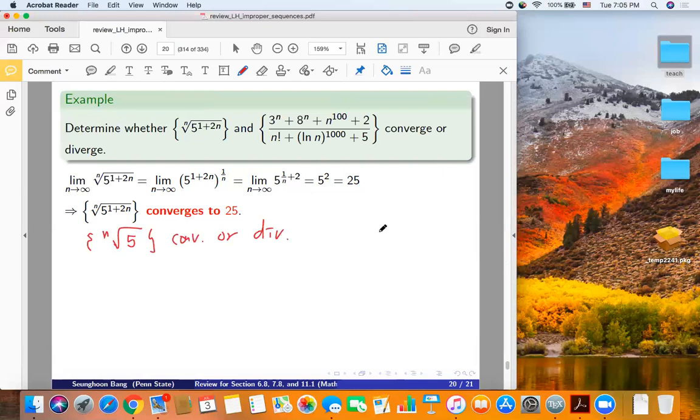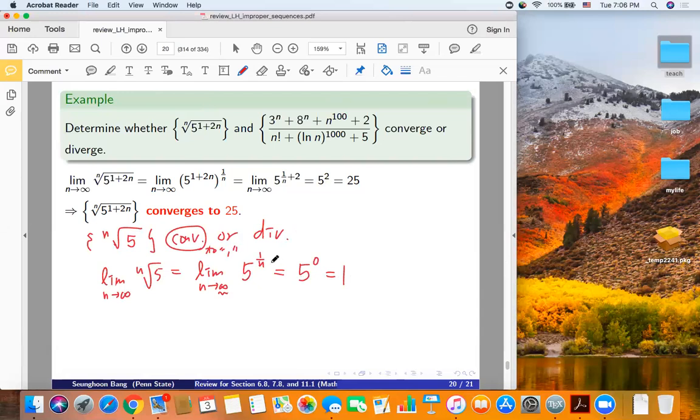Does the nth root of 5 converge or diverge? This is the same idea. Take the limit of the nth root of 5. The nth root of 5 is 5 to the 1 over n. So what happens as n goes to infinity? This is 5 to the power 0. The answer is 1. It converges to 1.